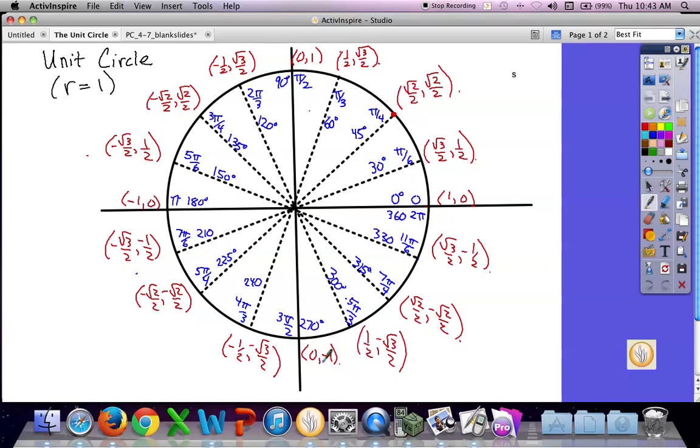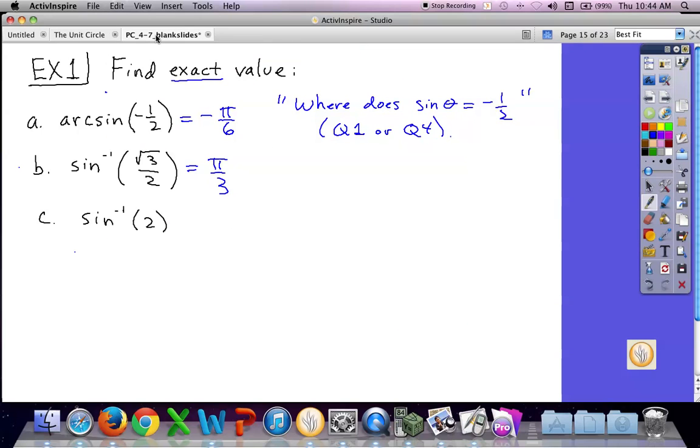There's not one on there. It's not in the domain. Remember, for the inverse function, sine inverse goes from -1 to 1. You can't take the sine inverse of 2. We know from the graph of the sine, it goes from -1 to 1. So ask the question, where does it equal 2? No solution. It's not in the domain. No solution.